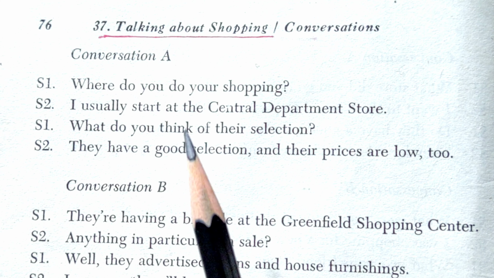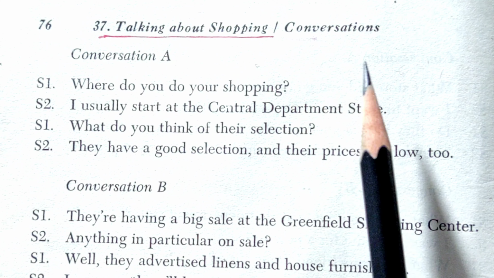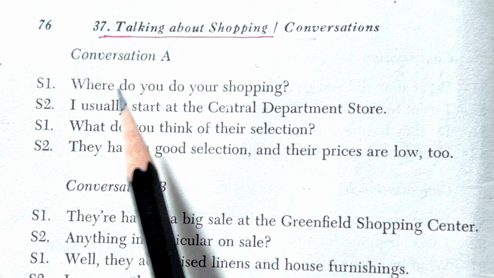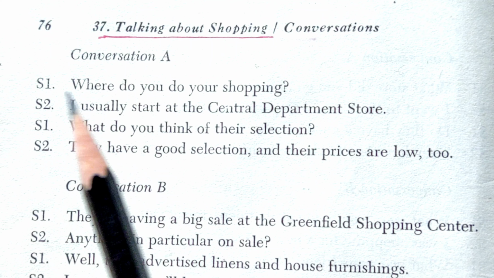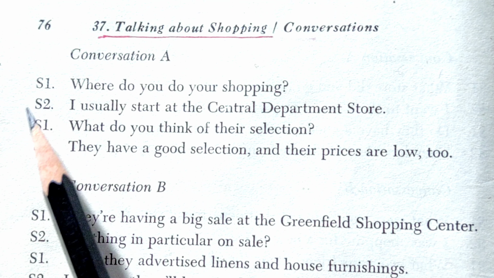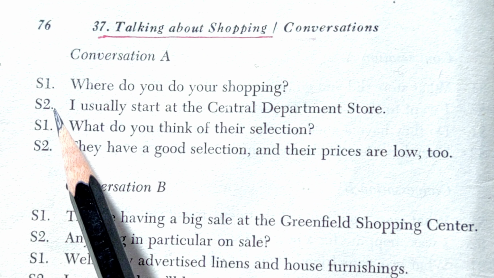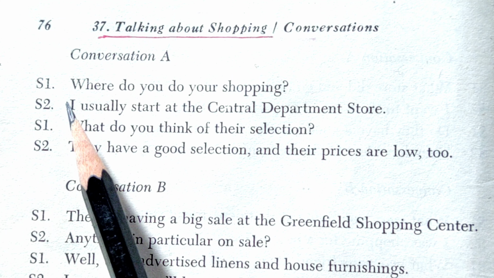Today in this topic we are going to learn about shopping conversation. So conversation A. Here let me tell you, S1 denotes the first person and S2 denotes the second person. The first person is speaking to the second person. Let's see what he is saying, what he is telling.